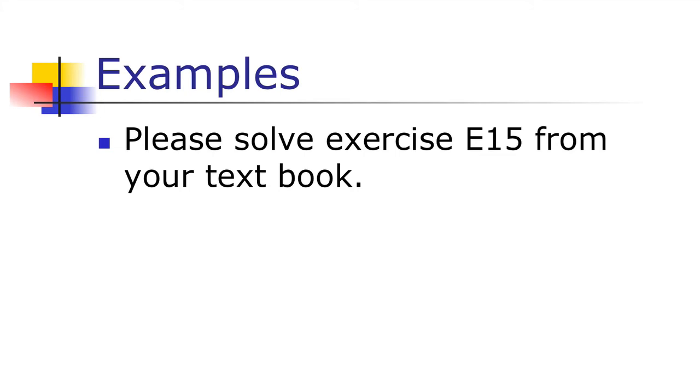A ball rolls off a platform that is 3 meters above the ground. The ball's horizontal velocity as it leaves the platform is 5 meters per second. How much time does it take for the ball to hit the ground? So the question is like this. So it rolled off a height of 3 meters.